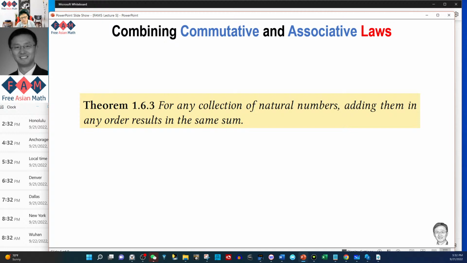What do we mean by this theorem? First, for any collection of natural numbers means that you are not limited to just two numbers. You can have 3, 4, 5, 1 million natural numbers. You want to add all of them up, but in any order you choose, as long as each number is being added once and exactly once. That's what we mean by adding them up, right? You cannot add the same number twice, or skip some of them. You cannot do that.